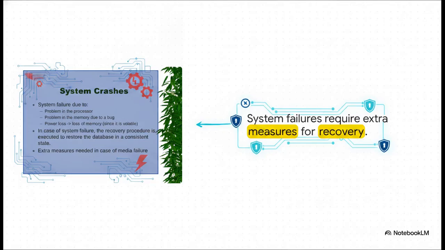And that is vital, because memory is highly volatile. A system failure can be triggered by a random processor bug or just a simple power outage that instantly wipes everything in RAM, which, let's be real, usually results in you getting paged at 3 a.m. Because of this reality, the database requires robust extra measures to make sure it can actually recover to a consistent state after the hardware completely fails.